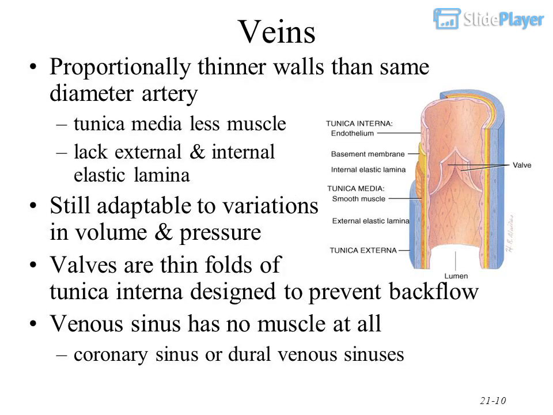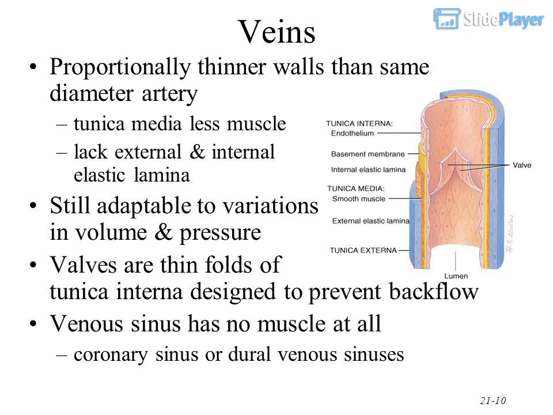Veins have proportionally thinner walls than an artery of the same diameter. The tunica media has less muscle, and they lack external and internal elastic lamina. They are still adaptable to variations in volume and pressure. Valves are thin folds of tunica interna designed to prevent backflow. A venous sinus has no muscle at all.